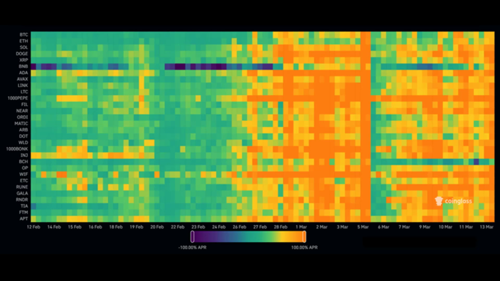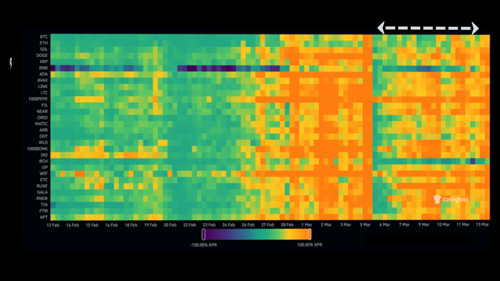Just keep in mind that funding rates can sometimes stay elevated for longer than you and Bob can stay solvent. So for the love of God, don't try to short a crypto bull run just because you see an orange heatmap. So that's it for this video, and here are the key takeaways.